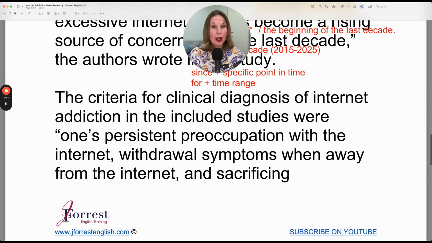Let's continue. The criteria for clinical diagnosis of internet addiction in the included studies were one, persistent preoccupation with the internet. So preoccupation with means you're distracted by, you're constantly thinking about the internet. Now, persistent is another way of saying constantly. So if it's persistent, it means it happens again and again and again. So it's constant. So that's one, persistent preoccupation with the internet. Withdrawal symptoms when away from the internet.